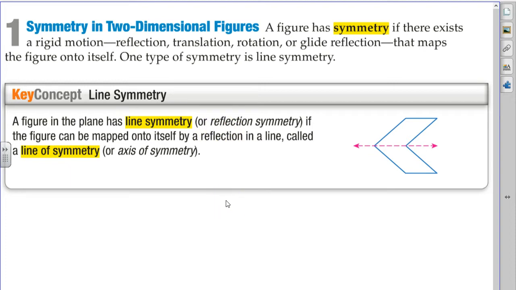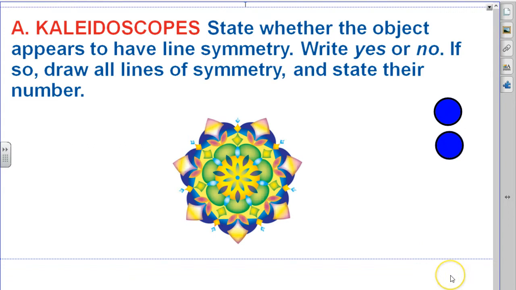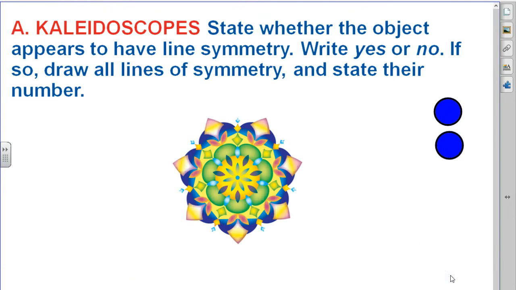So again, definition-wise, a figure in a plane has line symmetry or reflection symmetry if the figure can be mapped onto itself by a reflection in a line called a line of symmetry or the axis of symmetry. Okay, so here's our first example: kaleidoscopes. I guess they're trying to give you a real-life application because all of you care about kaleidoscopes. They want us to say whether the object appears to have line symmetry, yes or no, and if so, draw all the lines of symmetry and then state their number.